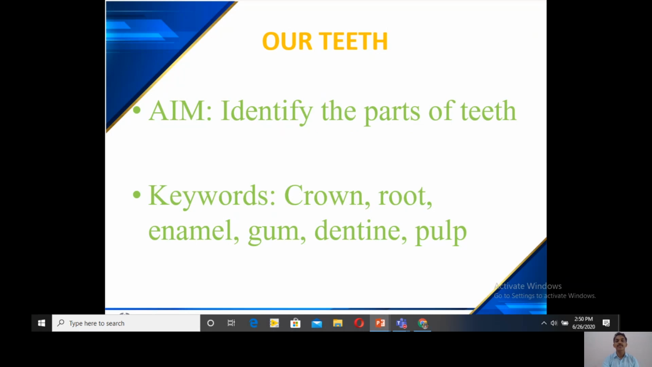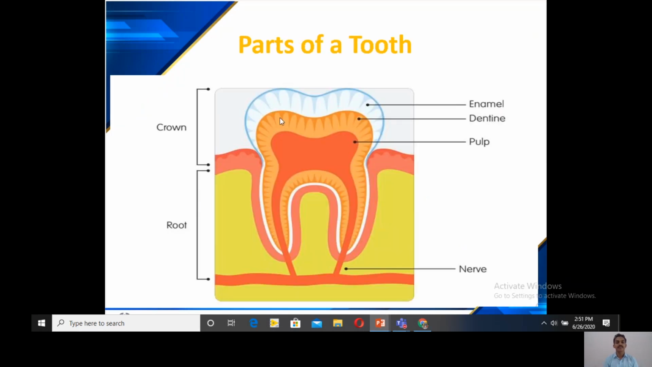Can you see this picture now? Yes. Here you can see the parts of a tooth. There are two main parts of a tooth. They are the crown and the root. The crown is the upper part and the root is the lower part. Can you see this?